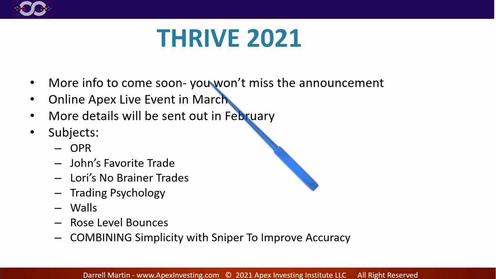And then we got some walls. She's going to go into how she gets her walls to help you understand them more. We may talk about rose level bounces, and a big piece, we're going to talk about combining simplicity with sniper to help you improve your accuracy. So simplicity helping you on sniper and sniper helping you on simplicity. Both me and John are going to be training on that. Does that sound good? Be a full 3 days right there. Exactly, bringing it all together for you to help you thrive in 2021.